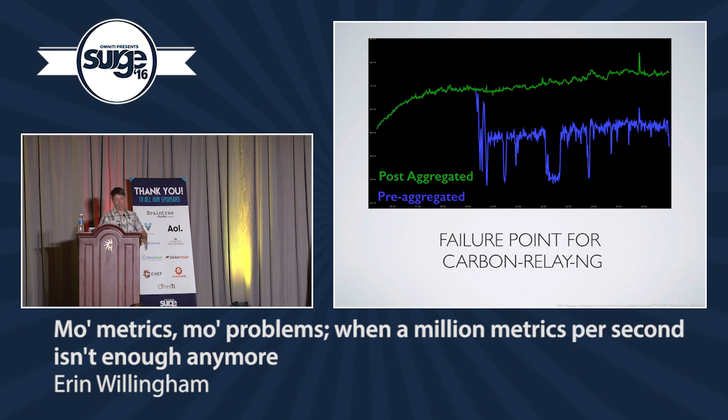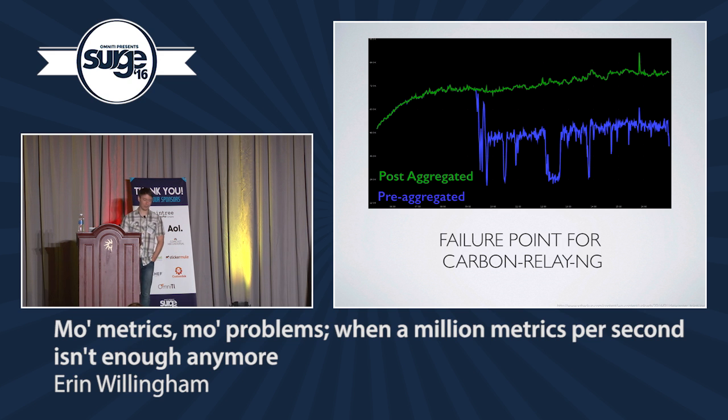So as your metrics go up there, the green line is post-aggregated. You have all these servers and you want to sum up all the data and graph it out. And then the blue line is what actually goes through the aggregator. You do the same thing, except you sum them up and aggregate them and send it to the back end.